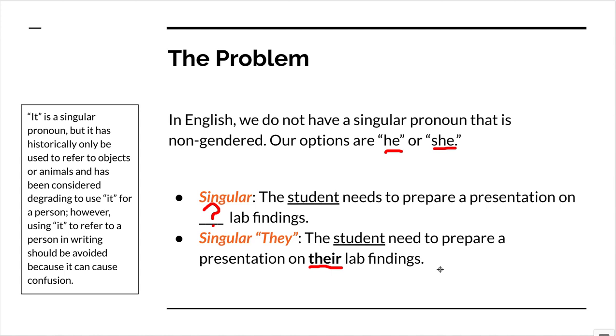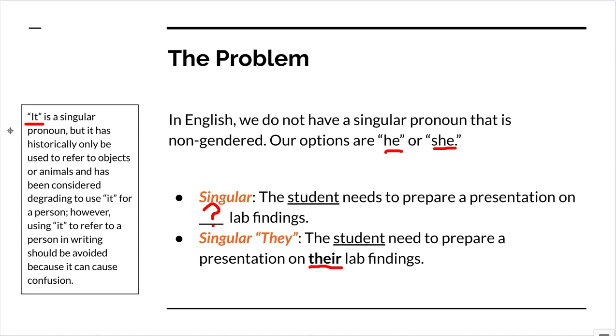So you will commonly hear this in everyday dialogue and conversation. Now, I will say one little caveat, as it's been coming up more and more. We do have a singular pronoun that is gender neutral, and it is the word it. However, historically, it's been considered degrading to use it to refer to a person. Usually, when you use it for a person, you're robbing them of their personhood, or it's just impolite. So we still want to avoid using it in writing. Also, it is usually referred to an object or an animal, so that could cause confusion for some readers.